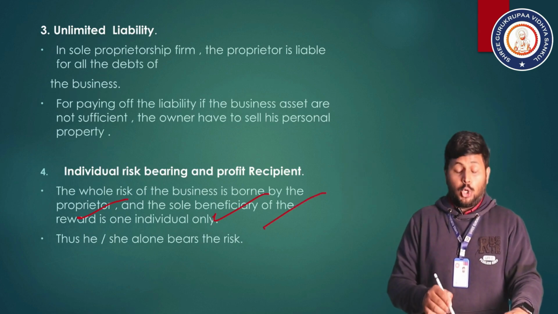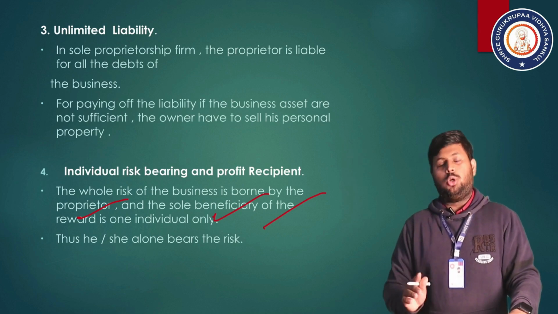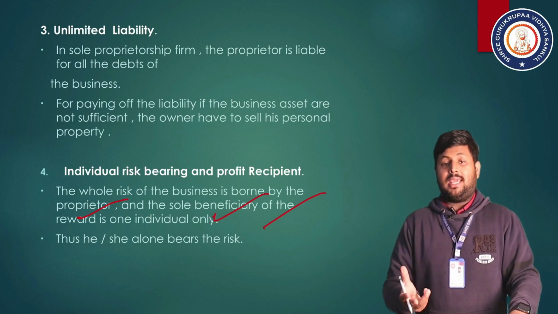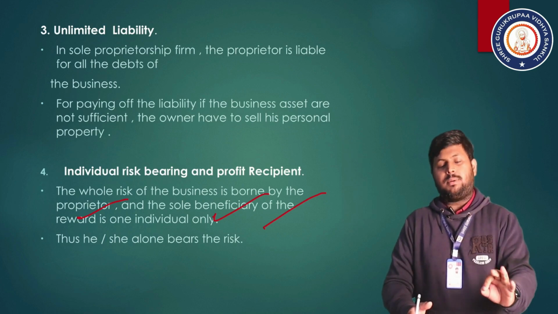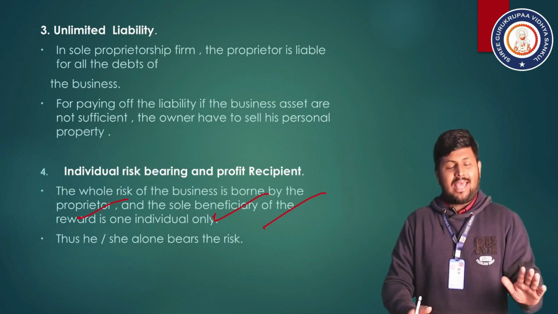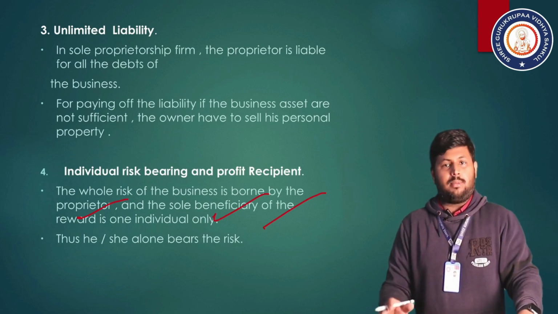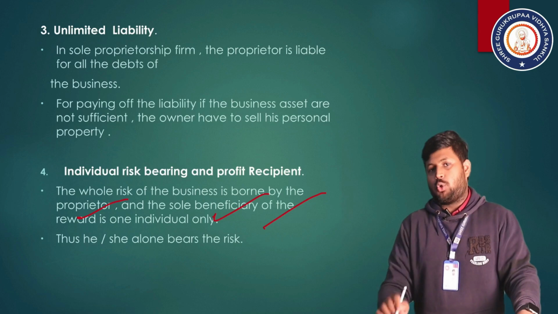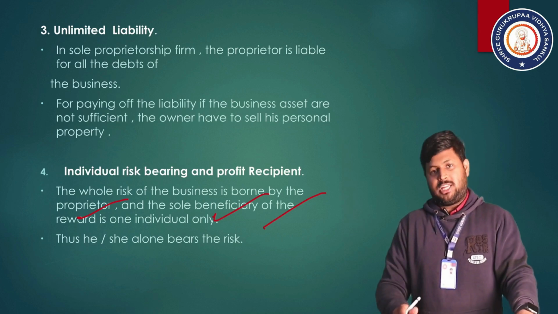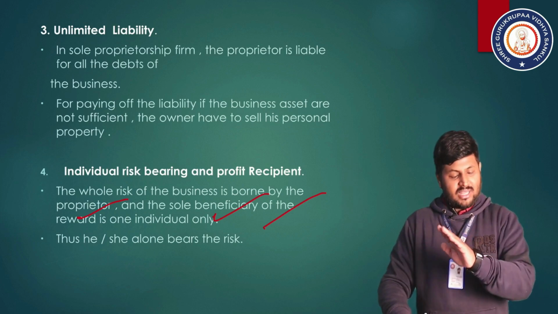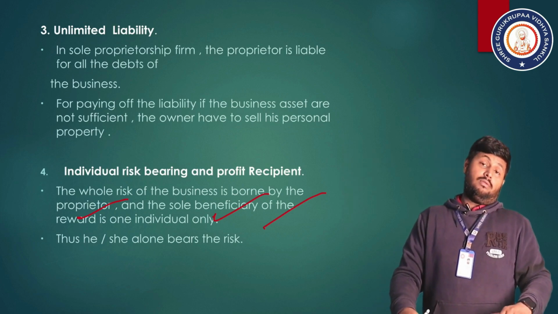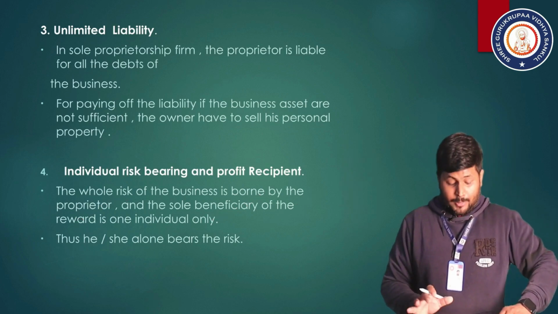So he alone takes the risk, so he is the sole enjoyer of the profit, the single person who is going to enjoy all the profit, as he is the only one taking the risk, no one else is coming. If he suffers loss, no one is going to help him, so he will not share his profit with anyone. He is the sole owner of his profit. Okay, this was the fourth point. Let's see what is the fifth point.